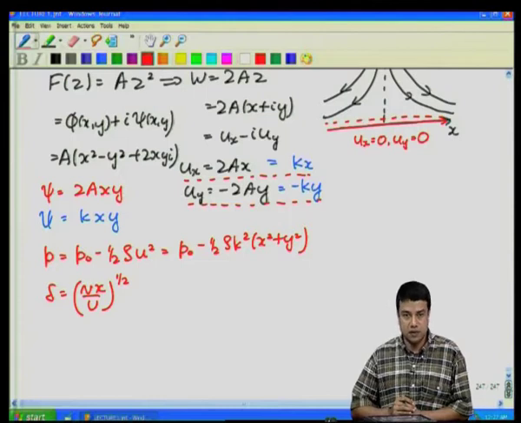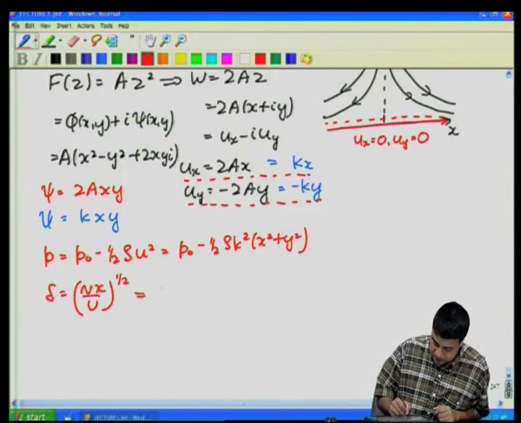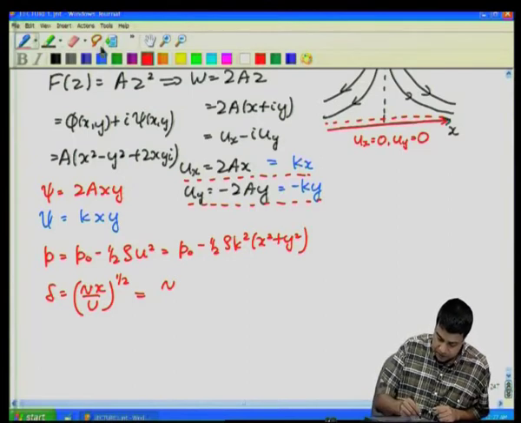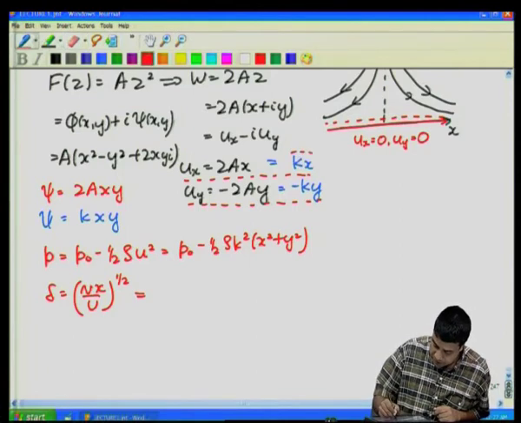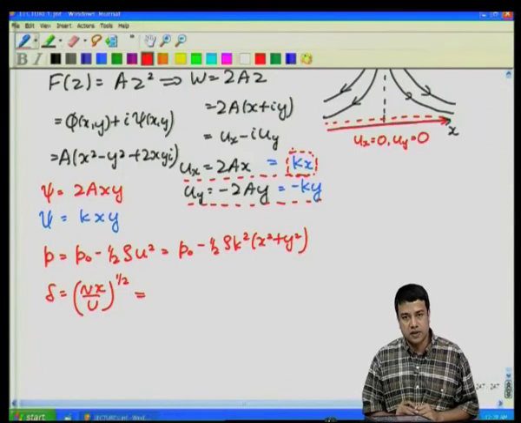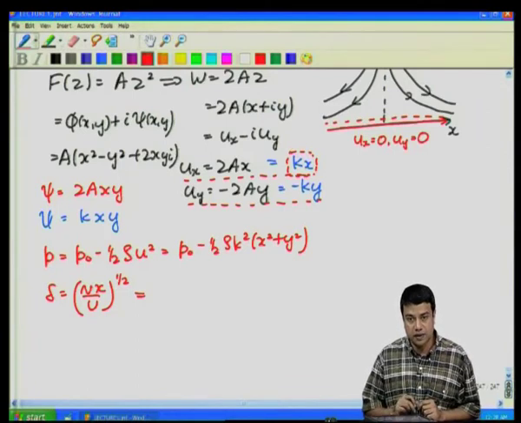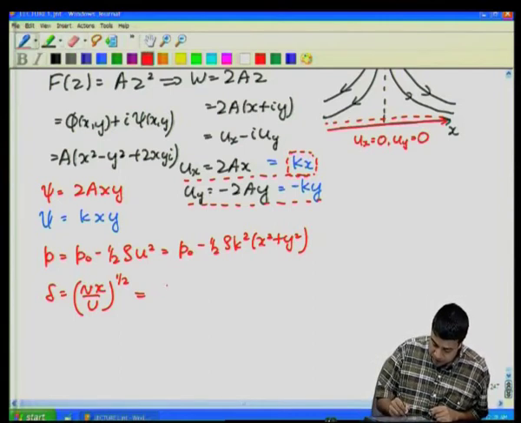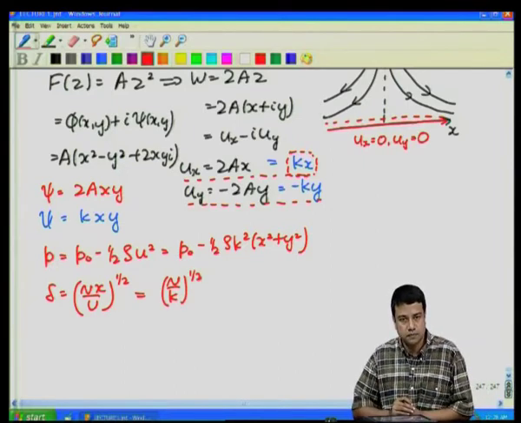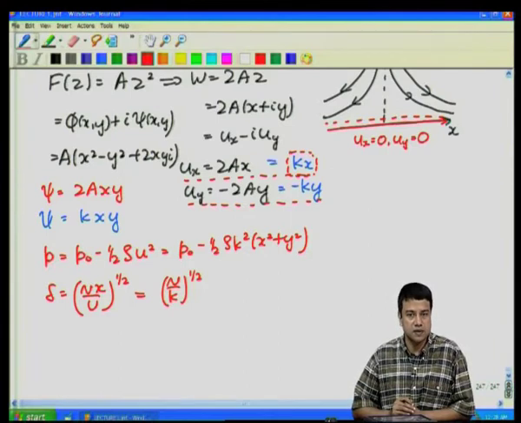If we use the same logic here, capital U is actually equal to k times x, because the velocity far away outside the boundary layer has to be given by k times x. So, if I simply substitute U equal to k times x, I get a boundary layer thickness which goes as (nu by k) to the power half. Note that this boundary layer thickness is actually independent of x. It is just a constant value.